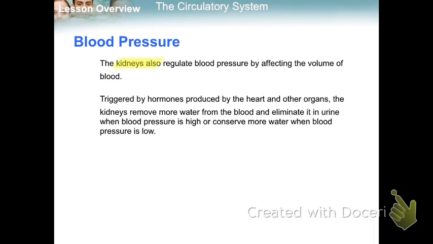The kidneys also help regulate blood pressure. They affect the volume of blood. The kidneys will remove more water from the blood and eliminate it in urine when blood pressure is high, or conserve it when blood pressure is low.